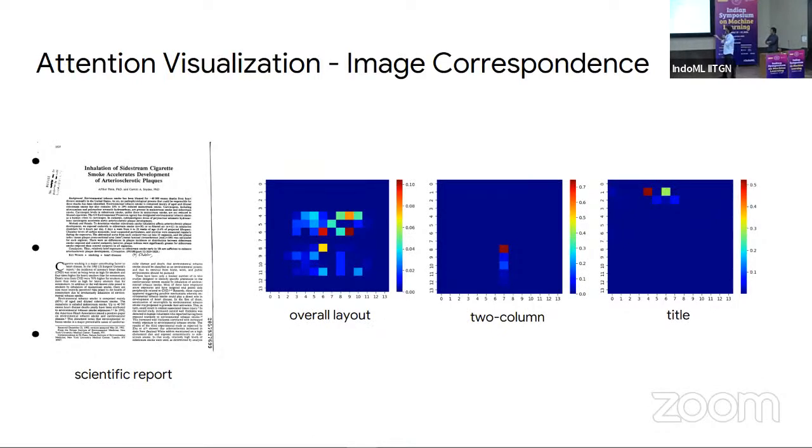We first try to find the correspondences within the images itself. For example, for this particular scientific report, these are basically the attention matrices extracted, or basically the relationships between the patches in the image. And we can see that each head focuses on different information. For example, the leftmost focuses on the overall layout, that is, there's an abstract followed by 2 paragraphs. The second head focuses on the fact that this is split into 2 columns, and the last one focuses on the title.